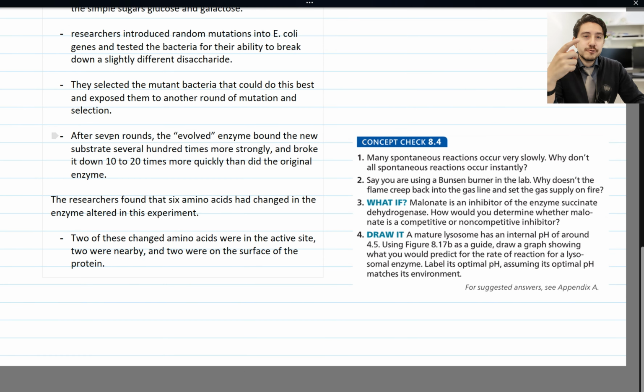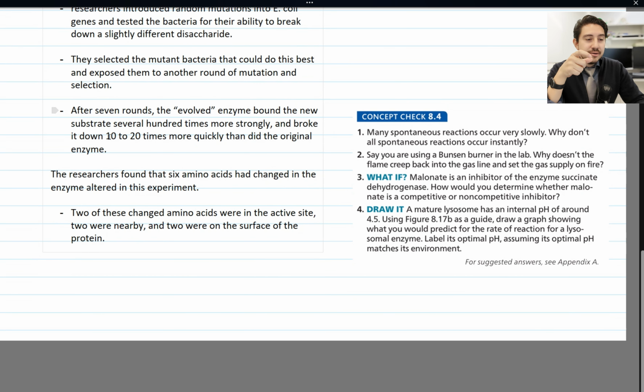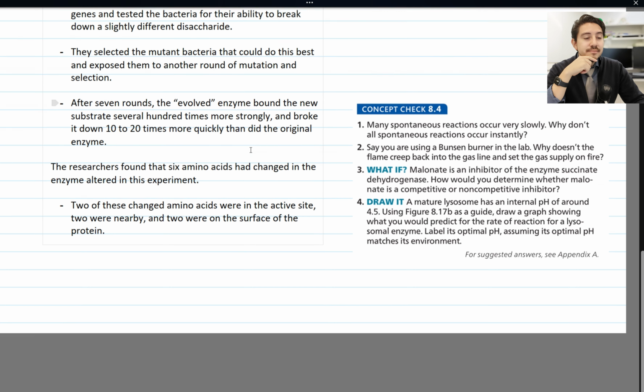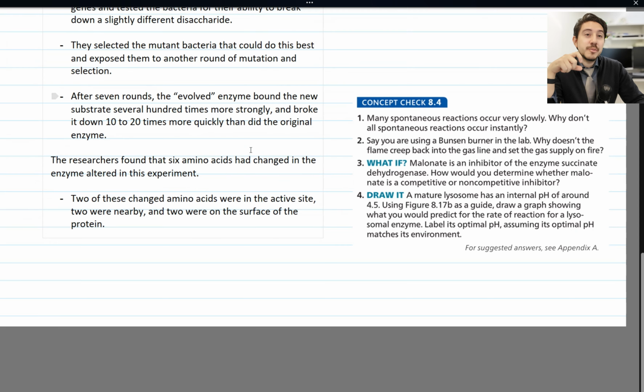They tried it, repeated it many times, and after adding these mutations, they saw that this evolved enzyme was able to bind to other substrates several hundred times more strongly than the original enzyme. So it's quite interesting how they experimentally provided a way to see evolution.